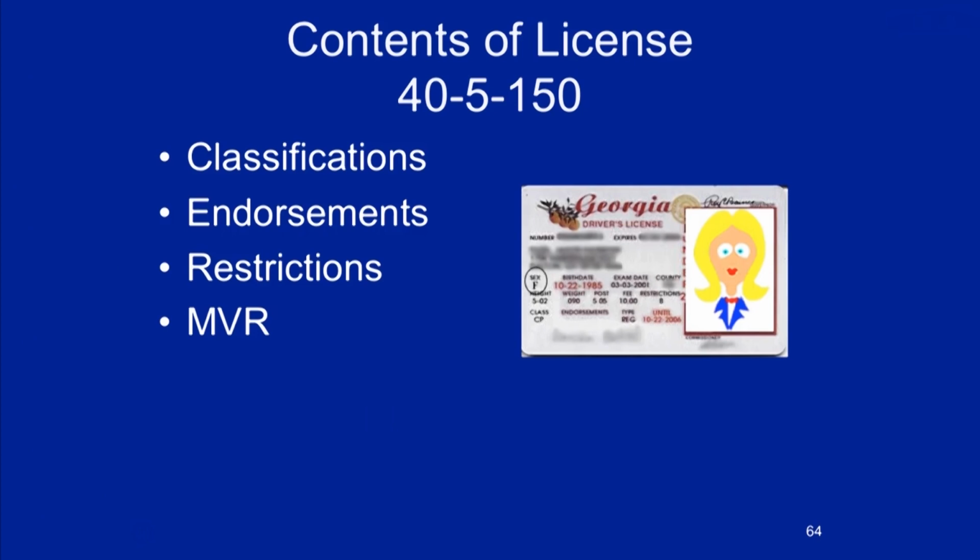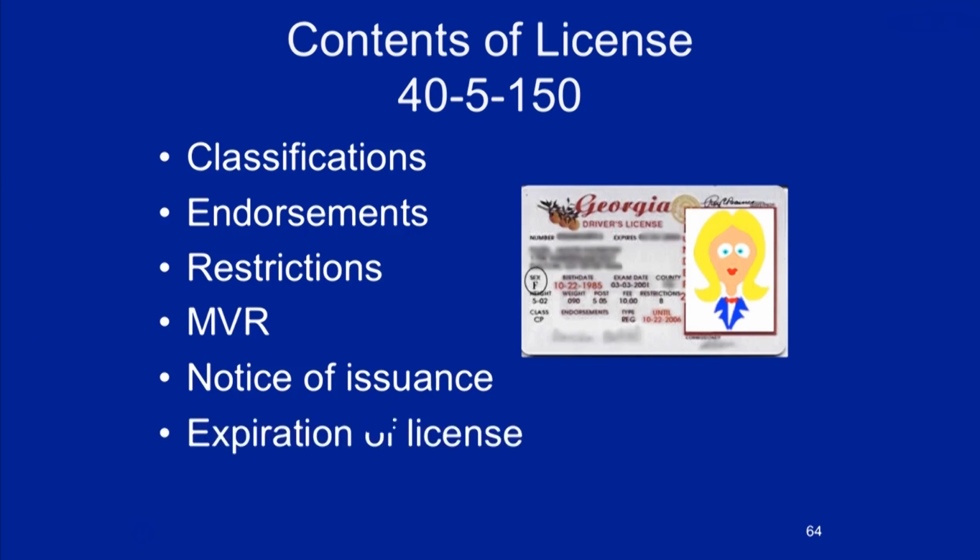And motor vehicle records also have to be checked. Again, that usually goes through the Department of Driver Services. They have in place a means by which motor vehicle records are kept and can be accessed by individuals as well as organizations like ours. And there must be a notice of issuance. The issuance date is a part of the contents of the license as well. And the expiration date of the license is going to be on there. And, of course, Department of Driver Services has the renewal process for getting the license renewed.